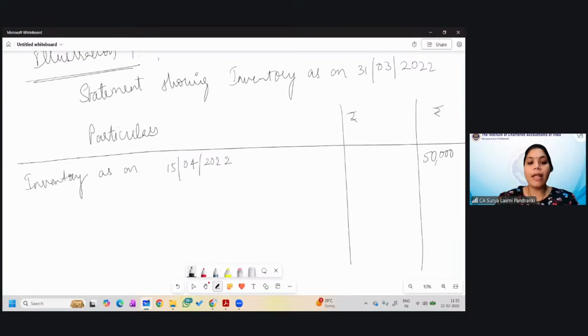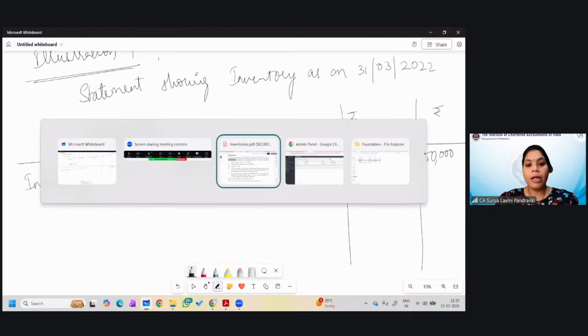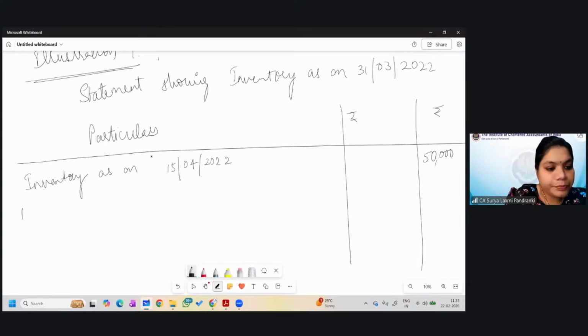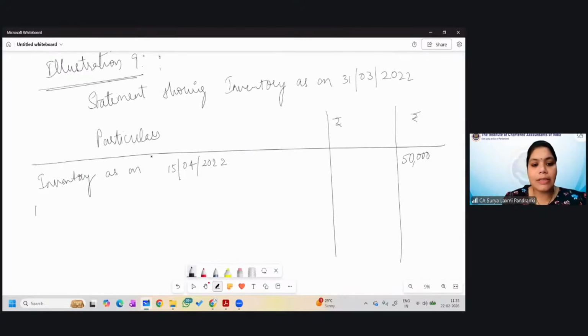Now I will have to take all the adjustments one by one. Let us look at the adjustments now. They gave sales and sales returns also. Both together we will consider. So will you add or subtract sales here? Answer, add or subtract. Add. Okay, some are saying subtract. Why subtract? Why do we have to subtract this?